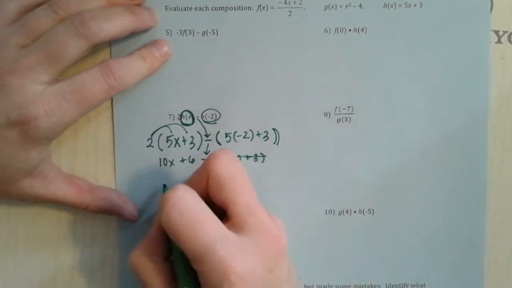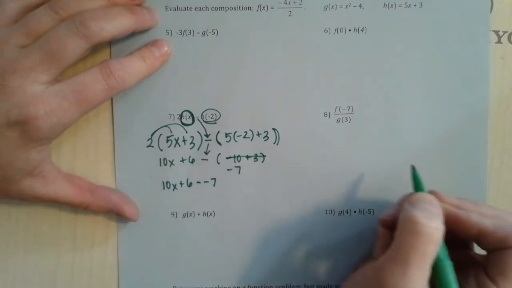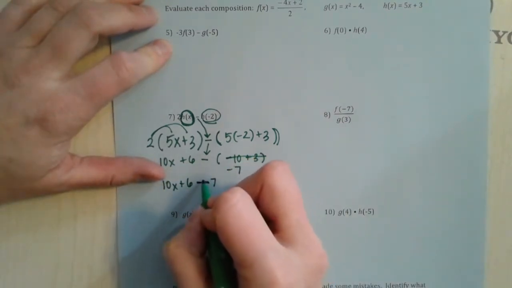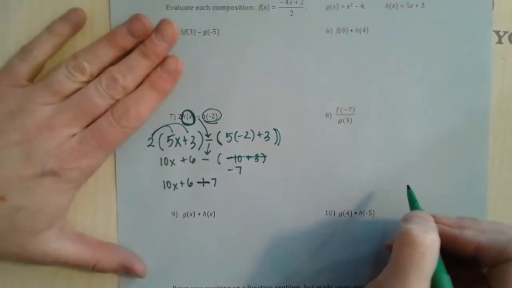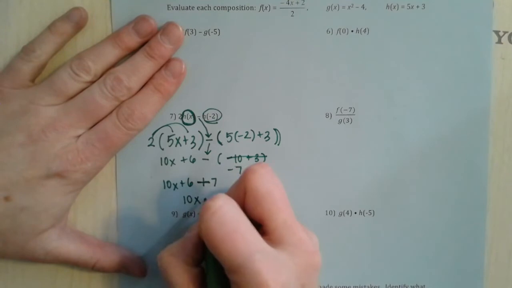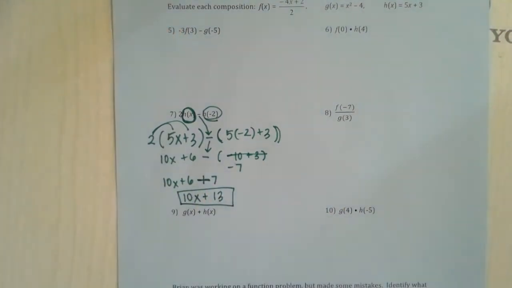Okay, so now I really have 10x plus 6 minus 7. Well, these two negatives turn into a positive, and 6 and 7 are like terms, so I can combine them. So I've got 10x plus 13, and it doesn't matter what order you write them in.